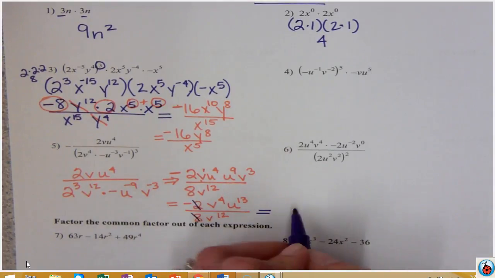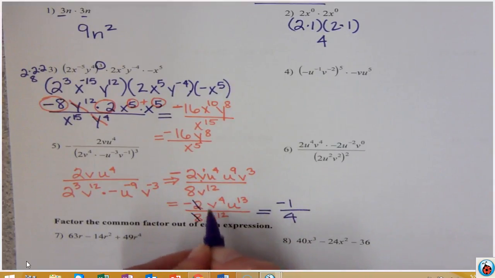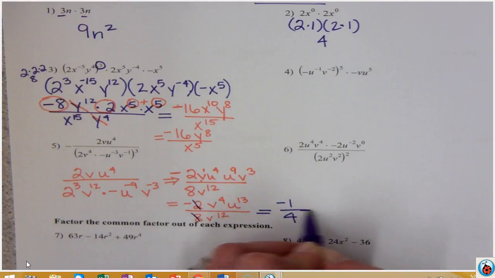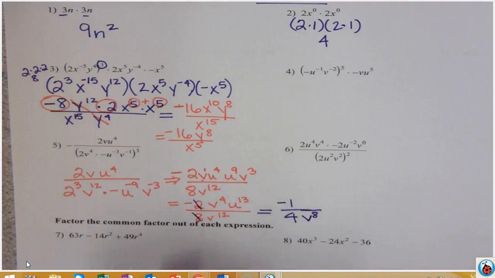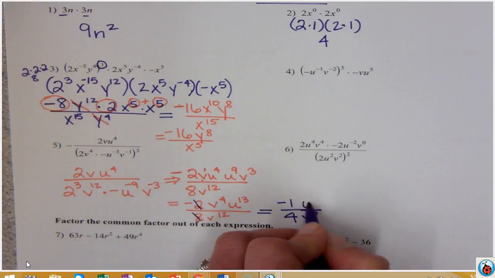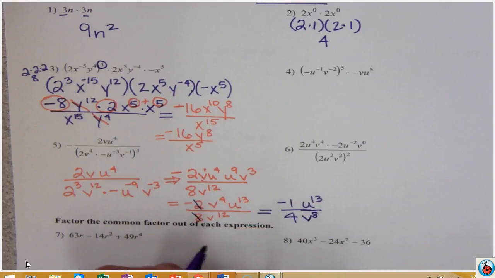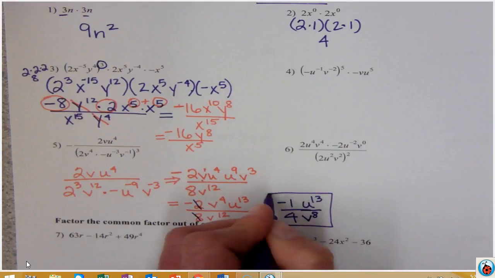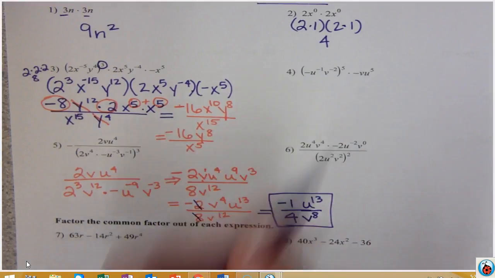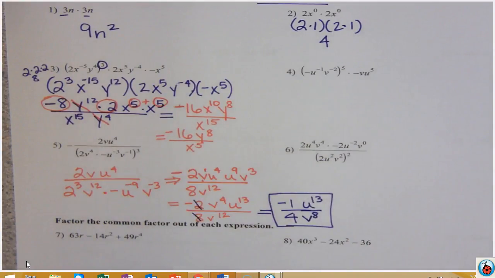So then we get 2 divided by 8 is negative 1/4. v to the 4th over v to the 12th is going to give me v to the negative 8, which then would go down in the denominator, and u to the 13th. Okay. Alright, hopefully you can do those on your own.